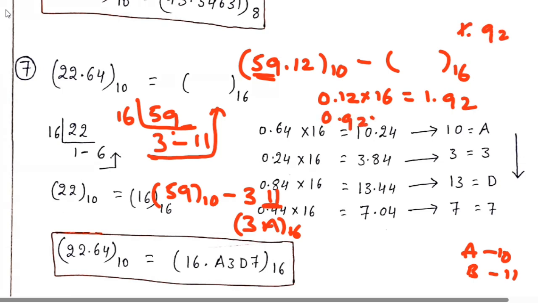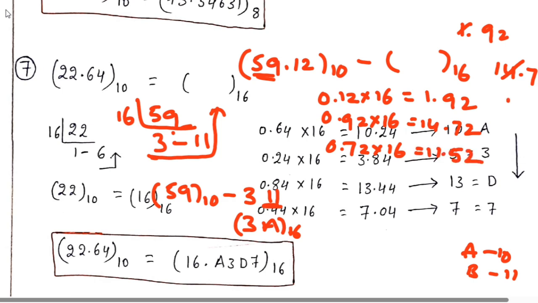0.92 into 16 we need to take, right? 0.92 into 16, what is the answer? 14.72. You should ignore the 14 and take 0.72 into 16 again. What is the answer? 11.52. Again, 11 should be ignored and we take 0.52 into 16.